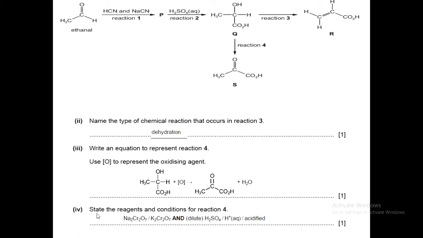In the fourth part, he was asking: state the reagents and conditions for reaction 4. As we know, reaction 4 is an oxidation reaction. Here a carbonyl is formed from a secondary alcohol. So for the conditions, you can use potassium dichromate or sodium dichromate under acidified conditions. So these were the answers to these parts.